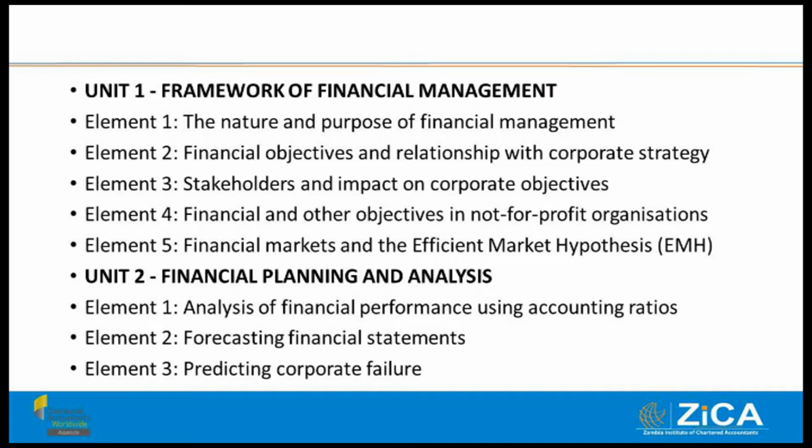Okay, so moving to other units. Unit 3 covers sources of finance. Take a look at the elements. Unit 4 covers cost of capital. Under that unit, you are expected to familiarize yourself with how to estimate the cost of equity, the cost of debt, and then from those two, how you derive the weighted average cost of capital. Also included in this unit are capital structure theories. Okay, let's move on to Unit 5.